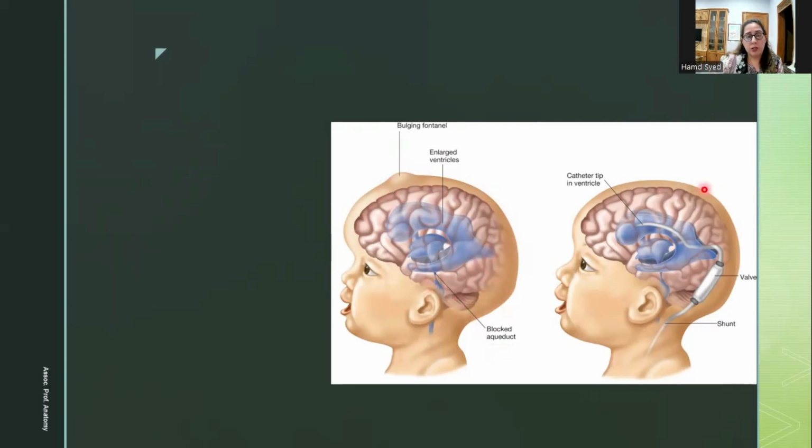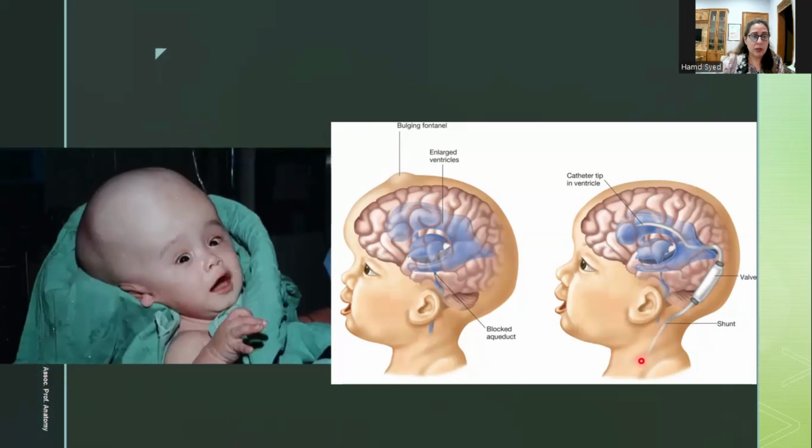And the typical procedure which is done to relieve this sort of obstruction is the insertion of a shunt, which is the ventriculoperitoneal shunt. And this is a surgical procedure done to shift the CSF from the ventricles towards the peritoneal cavity. So this is a baby. You can see the hydrocephalus, hydrocephalic child. The head might be expanded to up to 4 times the normal size.